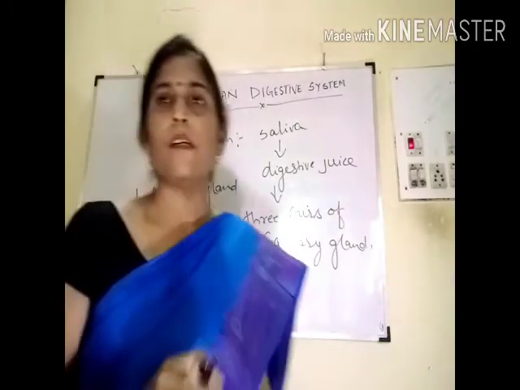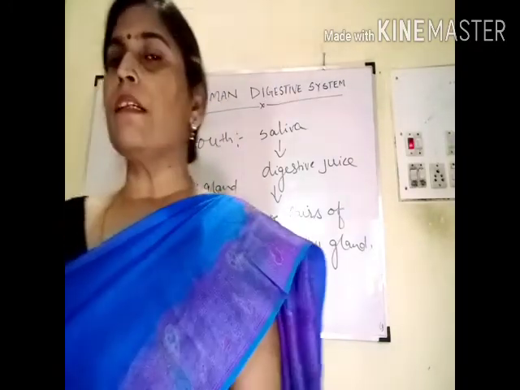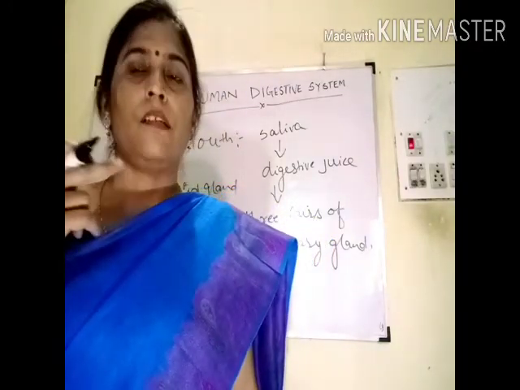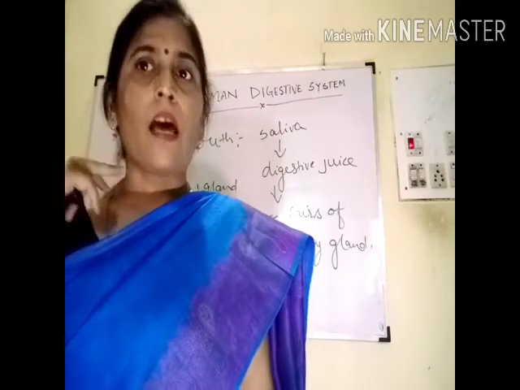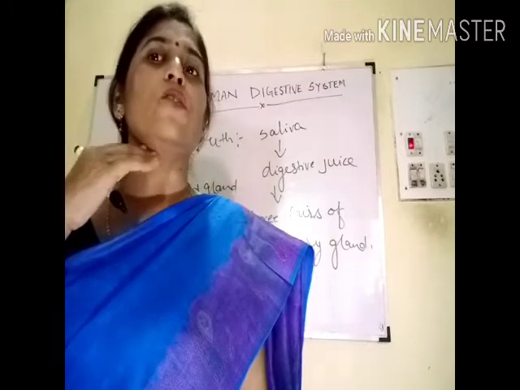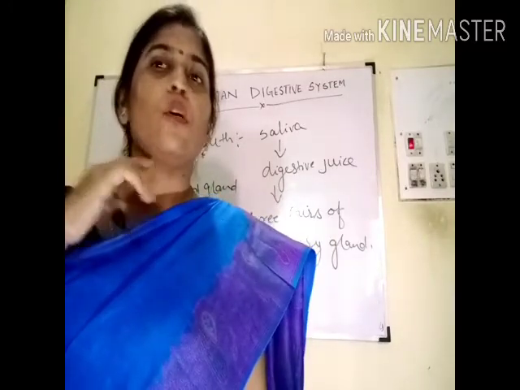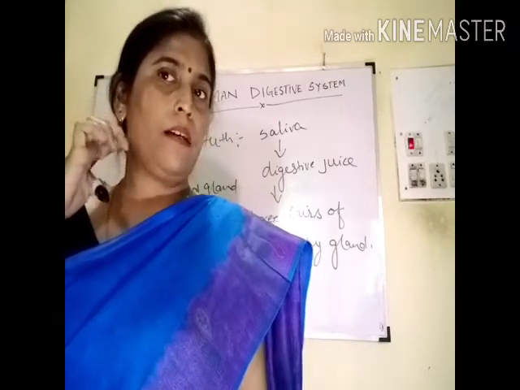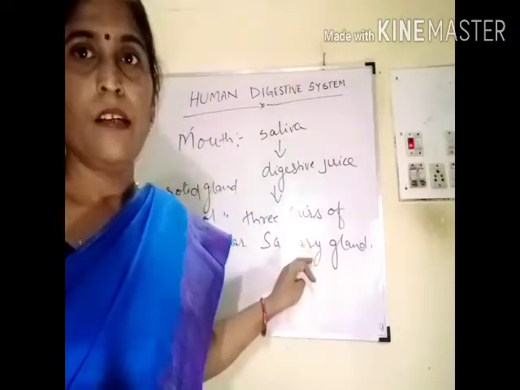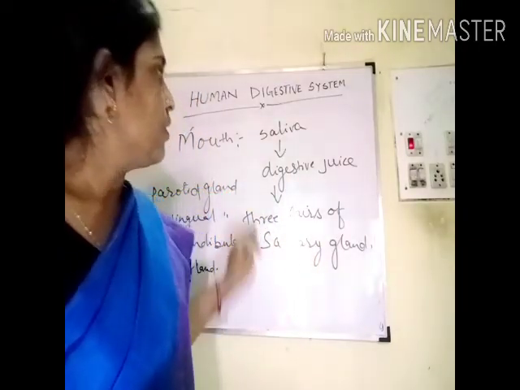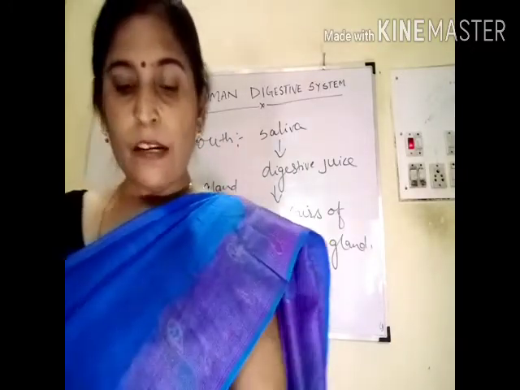These three pairs of salivary glands are present inside our mouth, near the neck, and here near the lower jaw. Two pairs are near the lower jaw and below the neck. These three pairs secrete the saliva in our mouth.